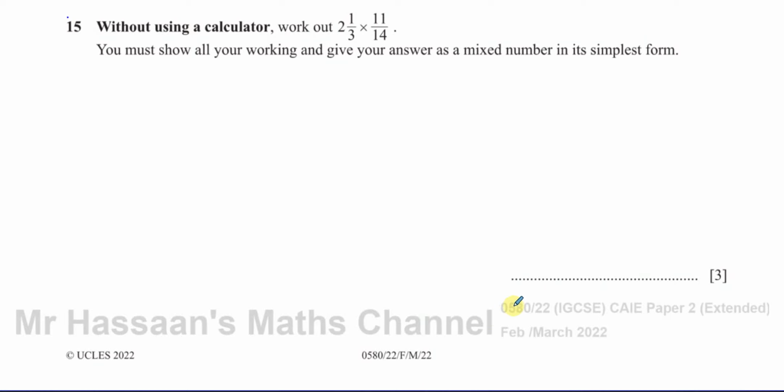I'm answering question number 15 now from the IGCSE paper from Cambridge from February-March 2022, 0580, and I think it's also the 0980 syllabus, same paper. This question is about multiplying these two fractions together, and it says in bold, without using a calculator. So you have to show your working such that the examiner knows you didn't use a calculator.